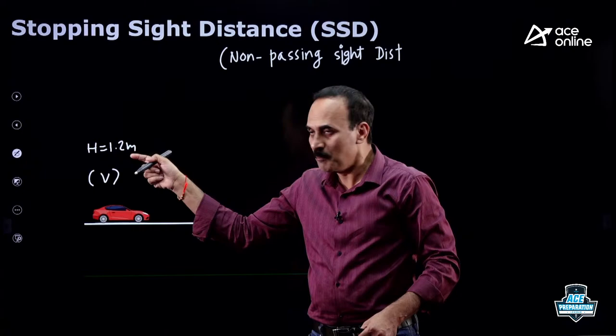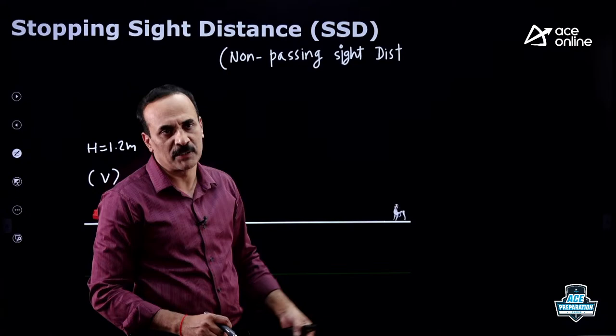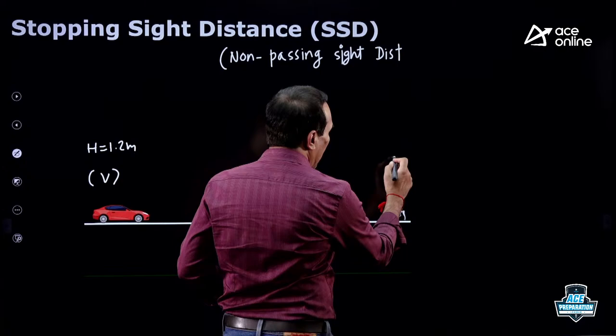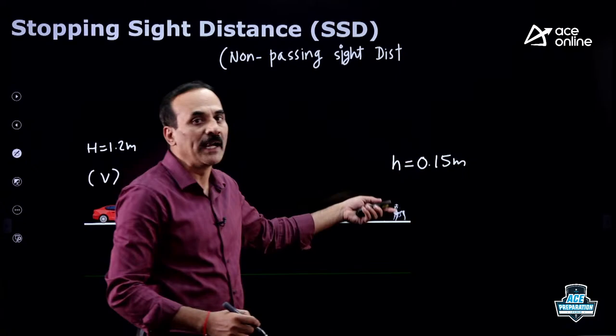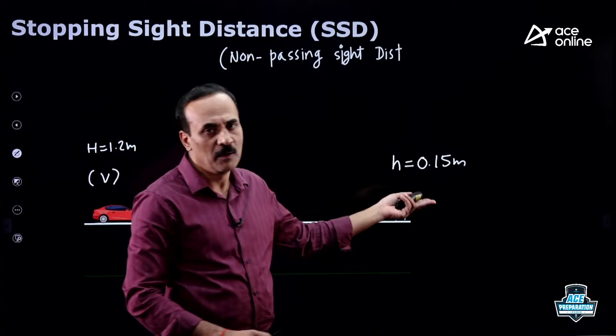Okay, there is an obstruction on the road. The obstruction can be anything. A stopped vehicle can be an obstruction. Any animal on the road can be an obstruction. Or a stone across the road can be an obstruction. Generally, the minimum height of the obstruction as per IRC is half a foot, nothing but 0.15 meter. It is a very common height of the curb. The curb or footpath, the minimum height of the curb is taken as 0.15 meter. So, the minimum most is that.